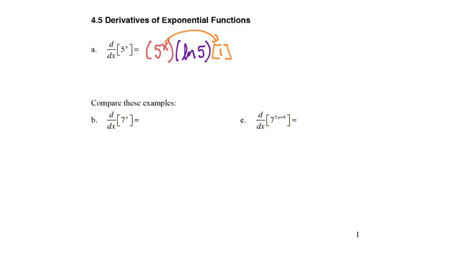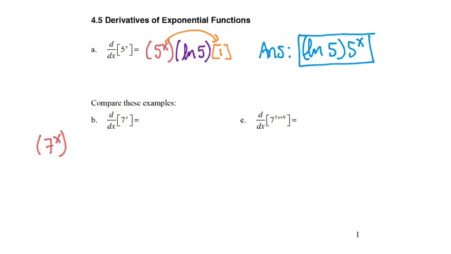So I have all the information, but we tend to rewrite the answer in a slightly different format. We write it as the natural log of 5 first, and then the 5 to the x is after that. And we put the natural log of 5 in parentheses so that it doesn't look like the natural log of 5 to the x power.